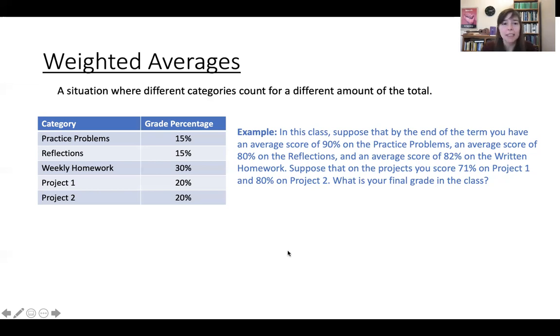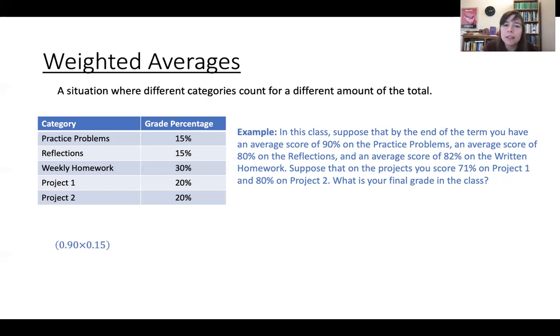Well, to calculate a weighted average, you want to say, all right, how much of this 15% of the grade am I getting? How much of this 15% am I getting? How much of the 30% am I getting? How much of the 20% and how much of the 20%? And you add that all up, and that tells you how much of the total.